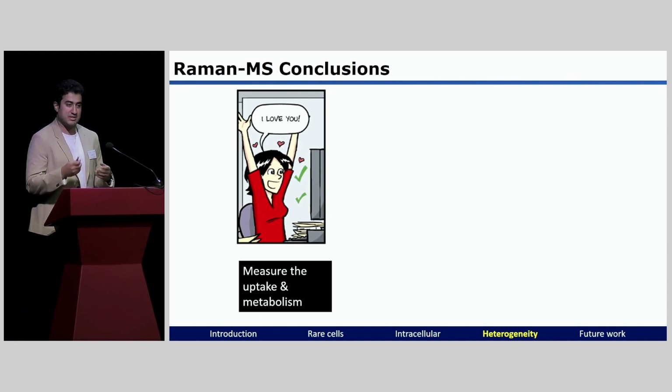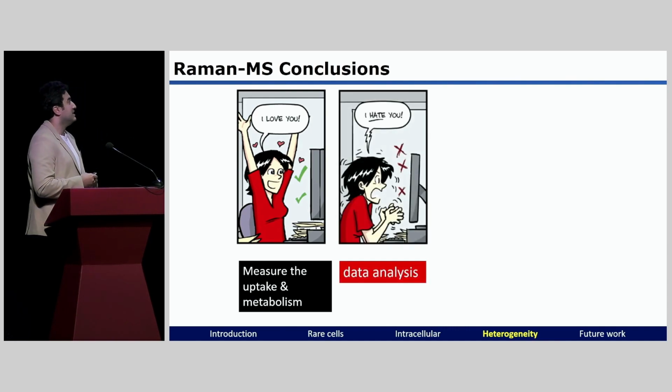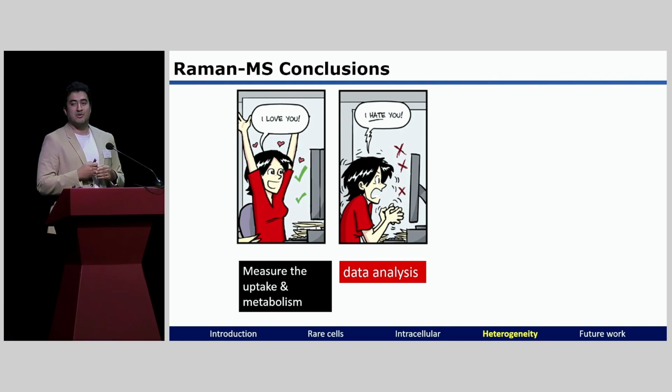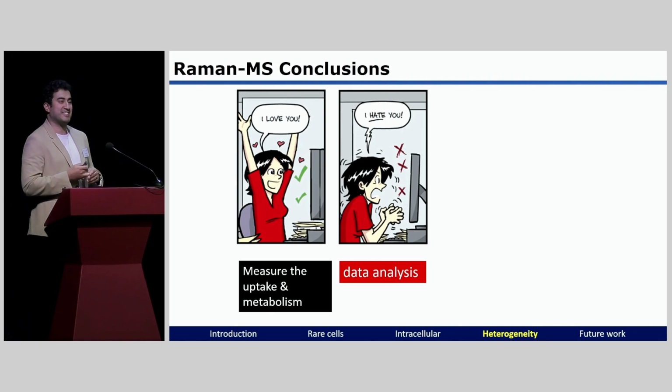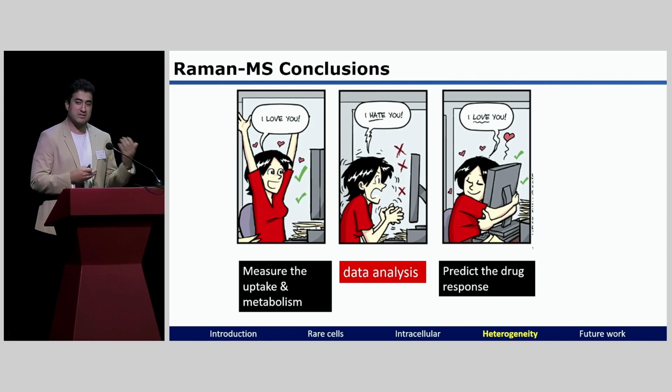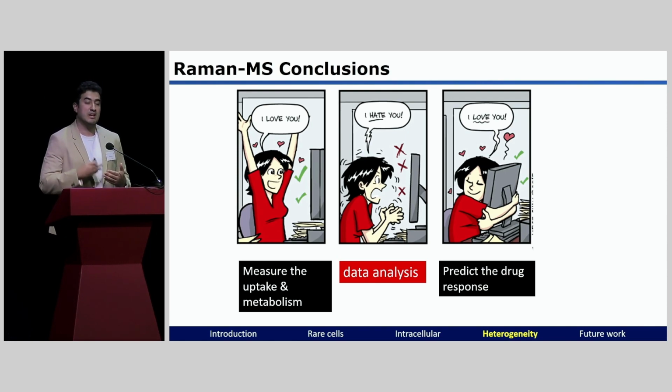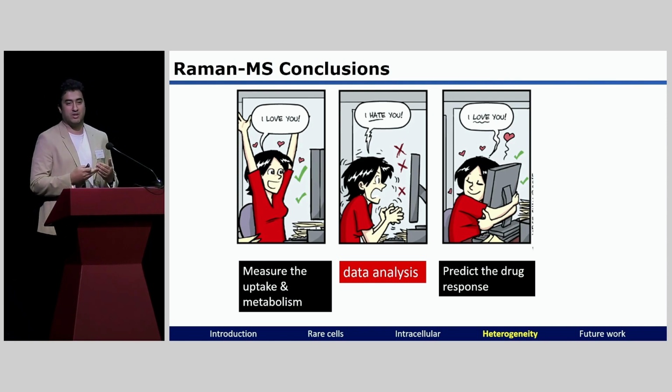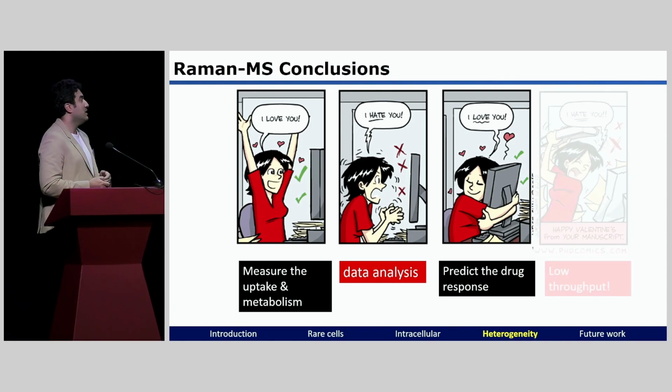Now, in conclusions for Raman-MS at least, we were very happy because we could measure the uptake and metabolism of the drug on a single cell level. We're very proud of that. Of course, the data analysis, again, is a complete nightmare. And it gives me nightmares at night, actually. Now, we could predict the drug response. I could tell you with a high degree of confidence, based on the Raman spectra and the models that we built, that these cells are sensitive to tamoxifen or not, they're affected by tamoxifen or not.